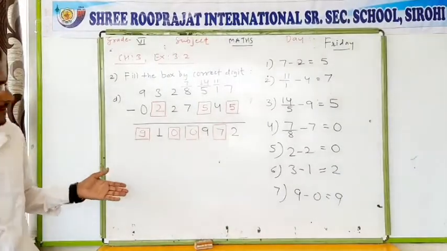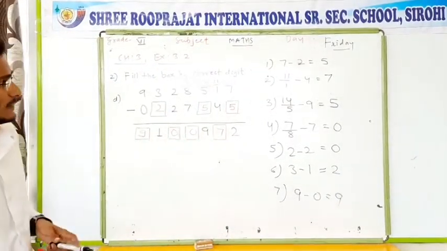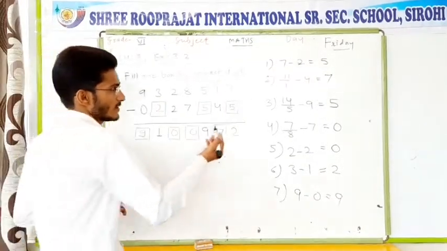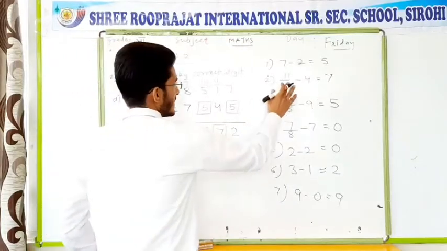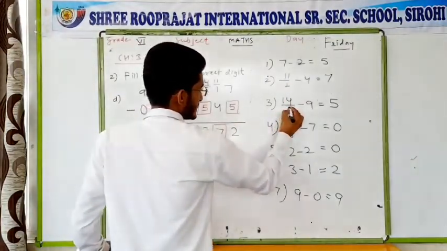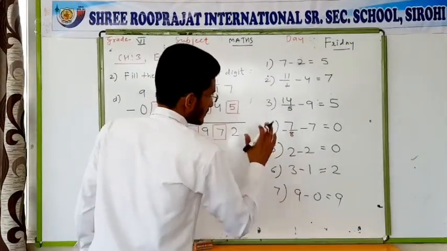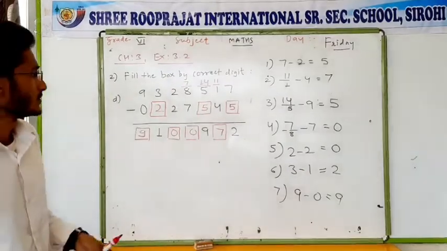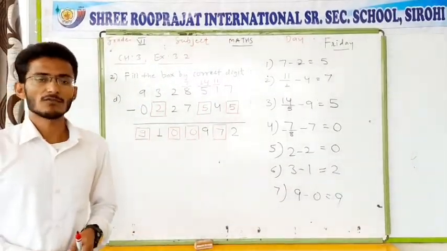So now all your boxes are filled with the correct digit. You can even check your answer again. If you want to write, in place of 1, it is now 11. So you can write 1 in smaller size and the next digit in greater size. It's your choice. Okay. So that is the solution of question number 1. Okay, now move to the next question.